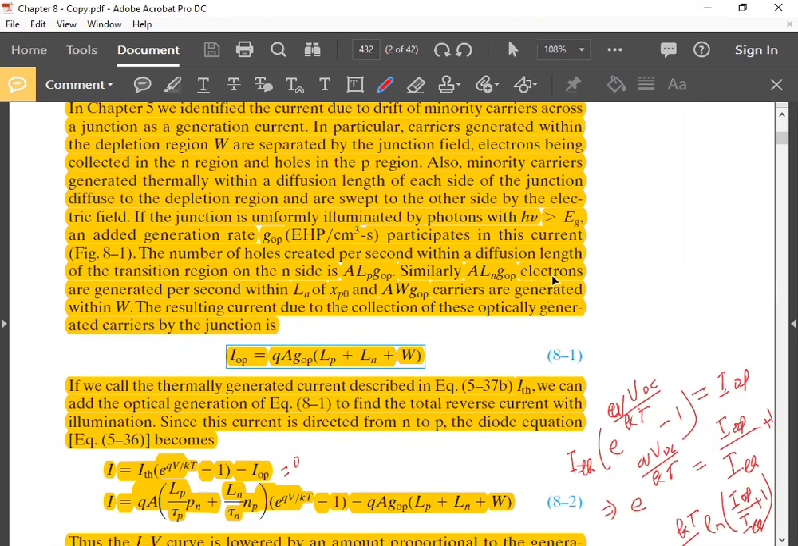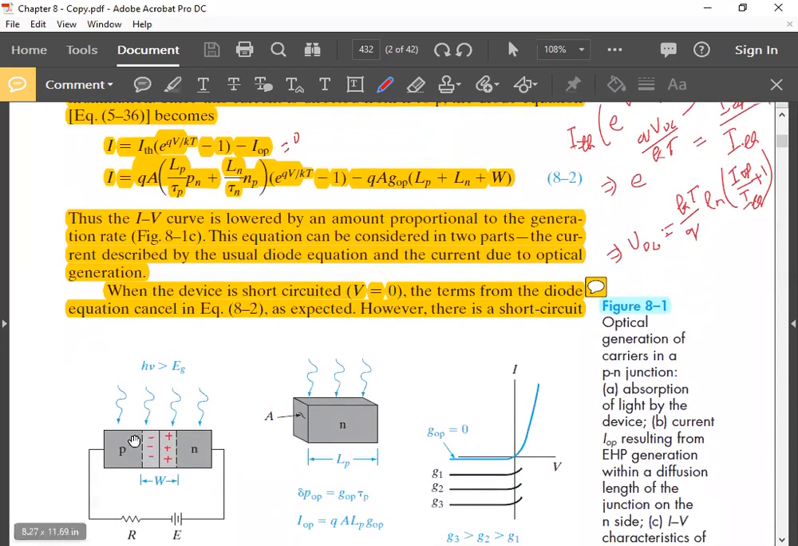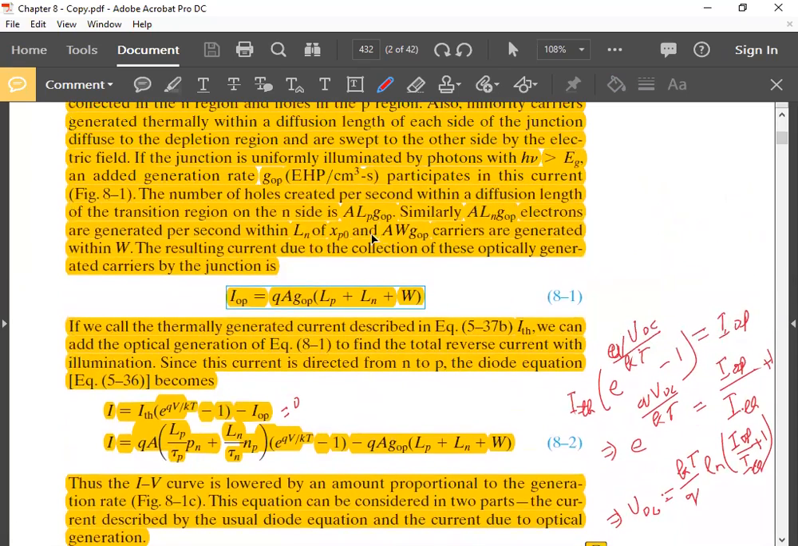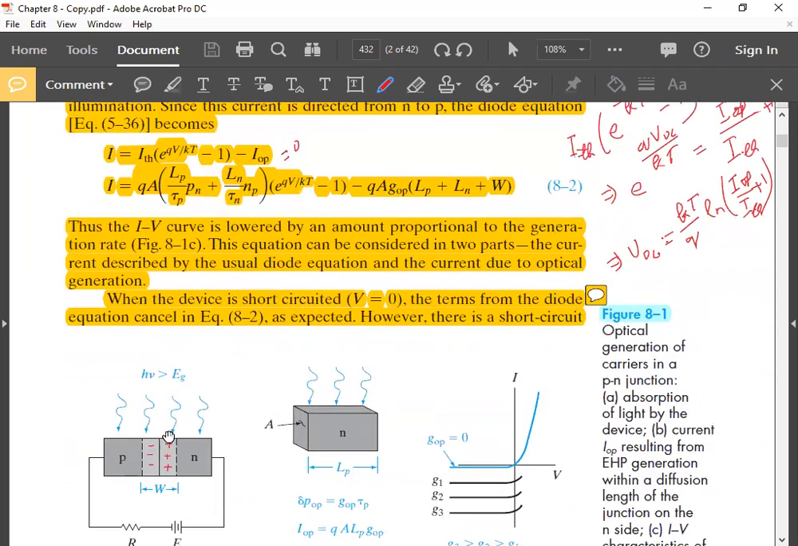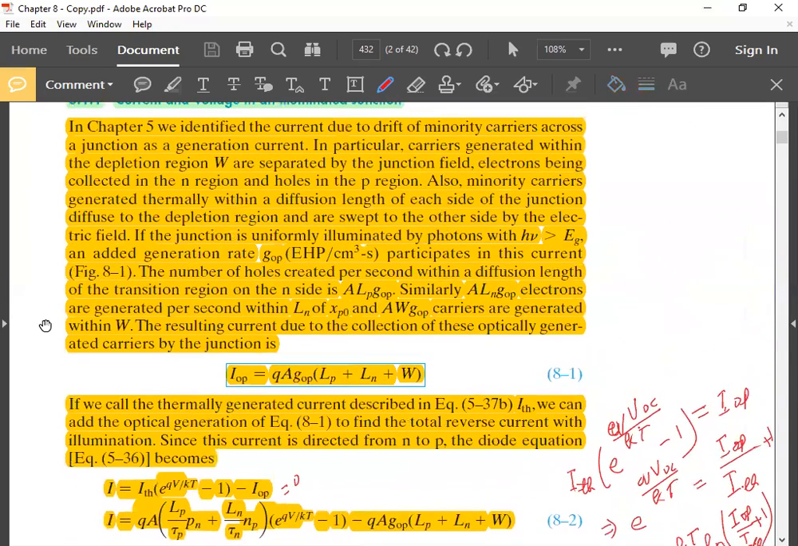Similarly, ALN GOP electrons are generated per second within LN of XPO. So that is the number of electrons generated here per second in this region, in this volume. And AW GOP carriers are generated within W, so within the depletion layer, AW into GOP. That is the number of carriers generated within the depletion region. So the resulting current due to the collection of these optically generated carriers by the junction is IOP.